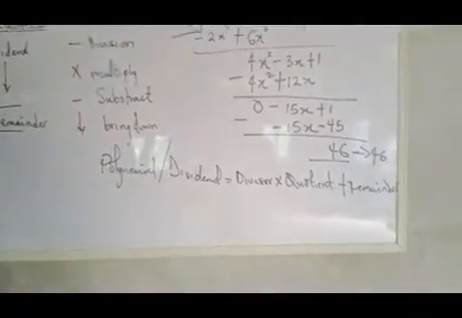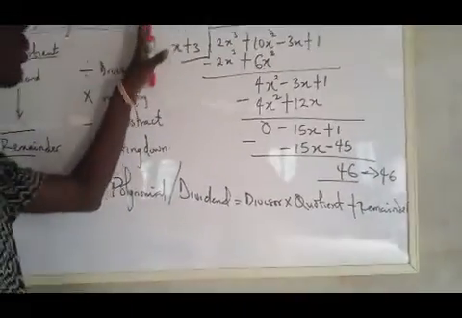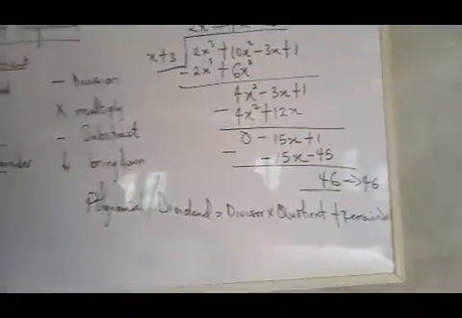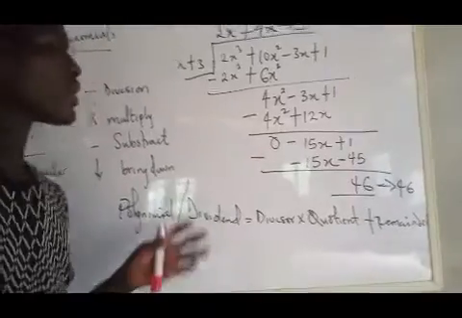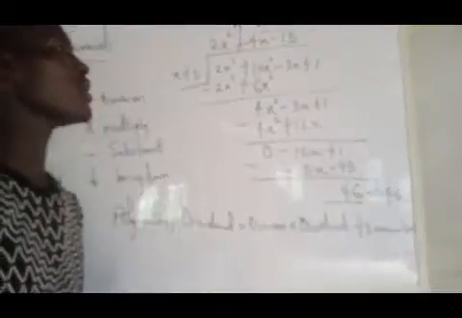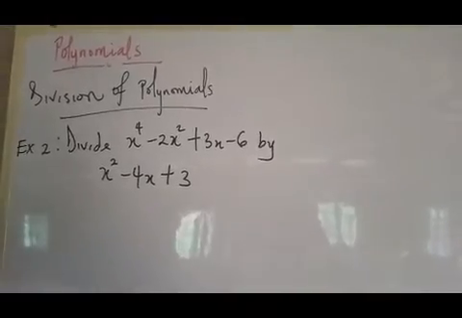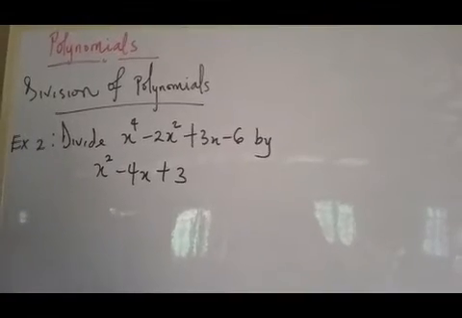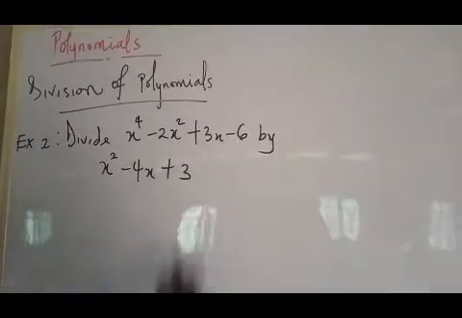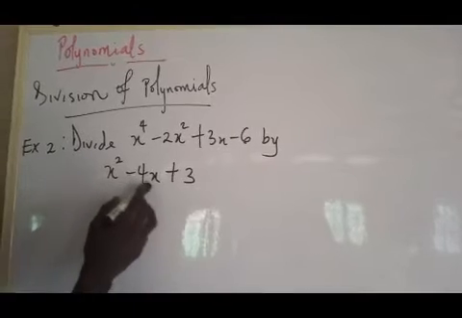All right, so that is how this long method of polynomial is being done. So let's check the second example before we wrap up for today. In the second example, we want to divide x raised to power 4 minus 2x squared plus 3x minus 6 by x squared minus 4x plus 3.